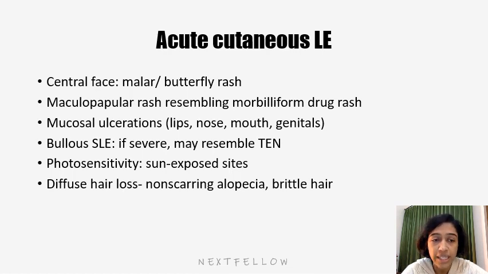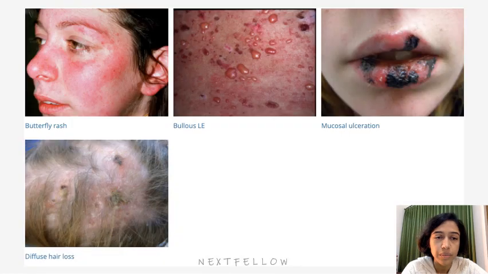Photosensitive rashes, as I said, and diffuse hair loss is a very common feature in SLE. You may have brittle hair, so uncombable hair. A thinning of hair is very common, especially in front in women, and it's a non-scarring alopecia. That means it's just a gradual thinning of the hair, but there's no permanent scarring, all right?